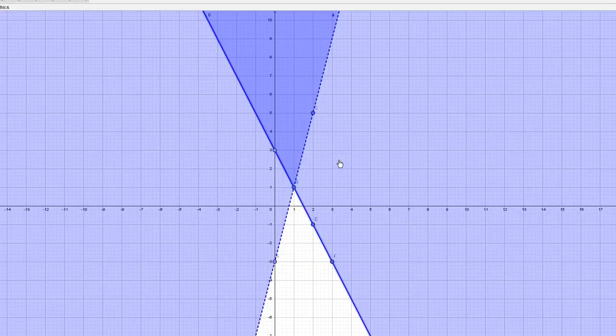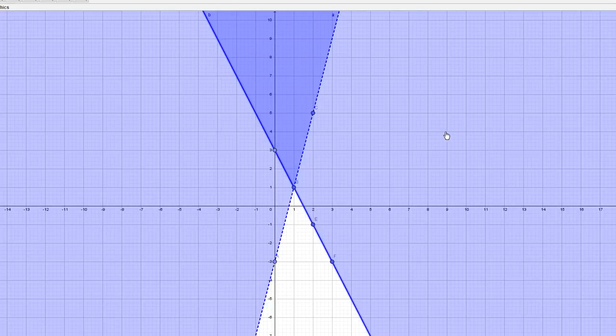And what starts to become clear is that there's one area on this graph that was shaded in for both lines. It was part of the solution for both lines. And that is this darker blue area here, this overlapping area. The overlap represents the one area on my graph that has solutions to both of my inequalities.